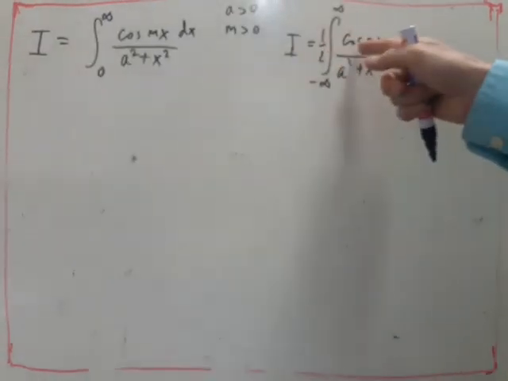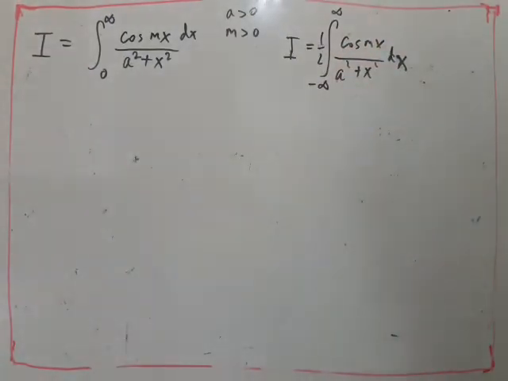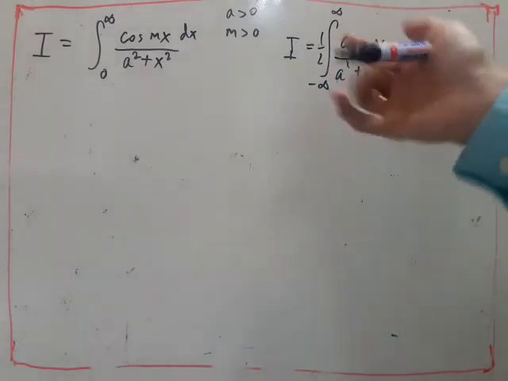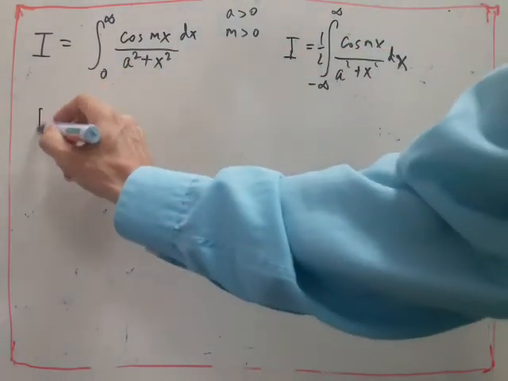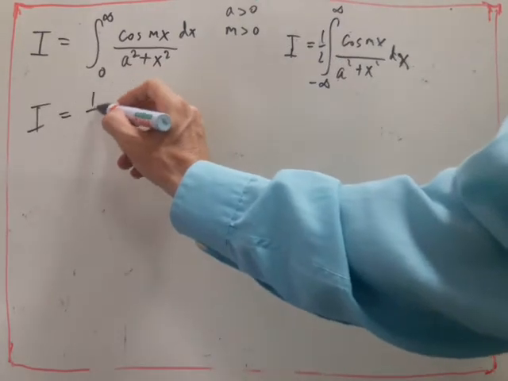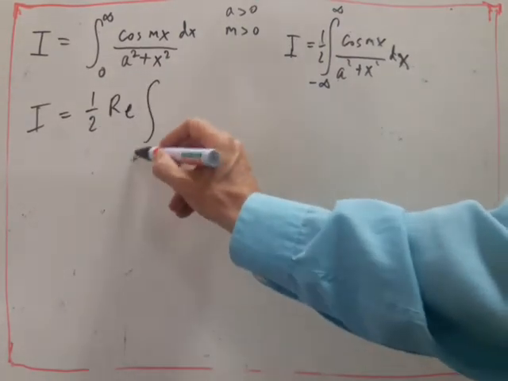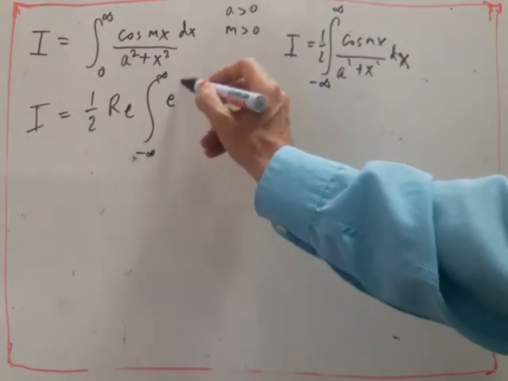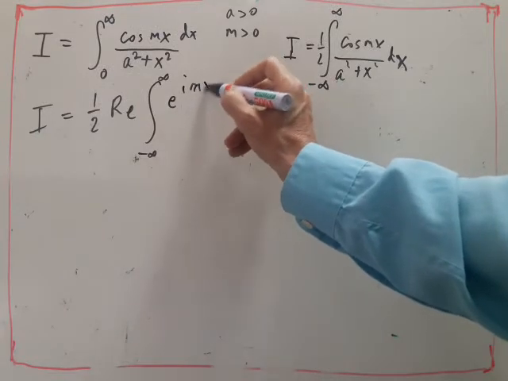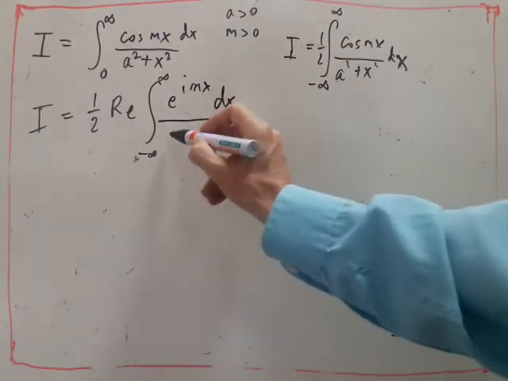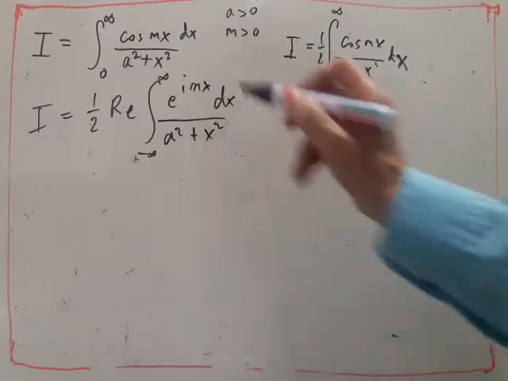And the trick we know is, of course, that this is just the real part of e to the imx, which we know how to integrate. So I is half the real part of the integral of e to the imx dx over a squared plus x squared.